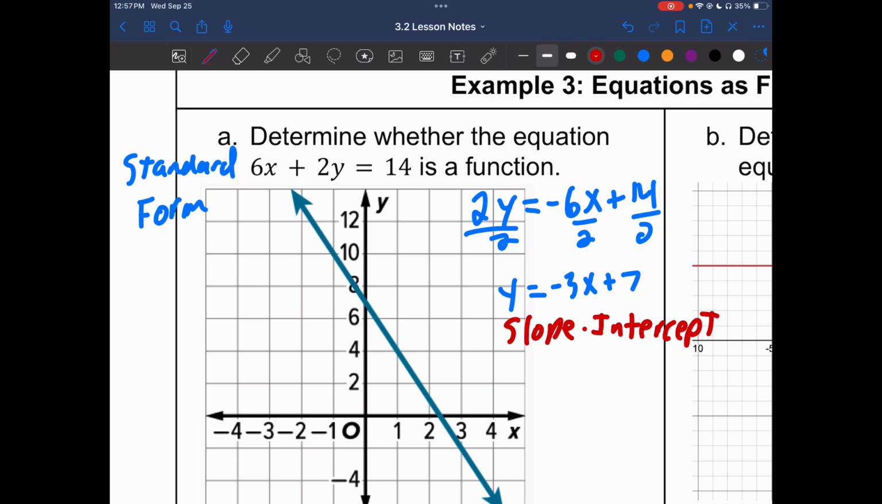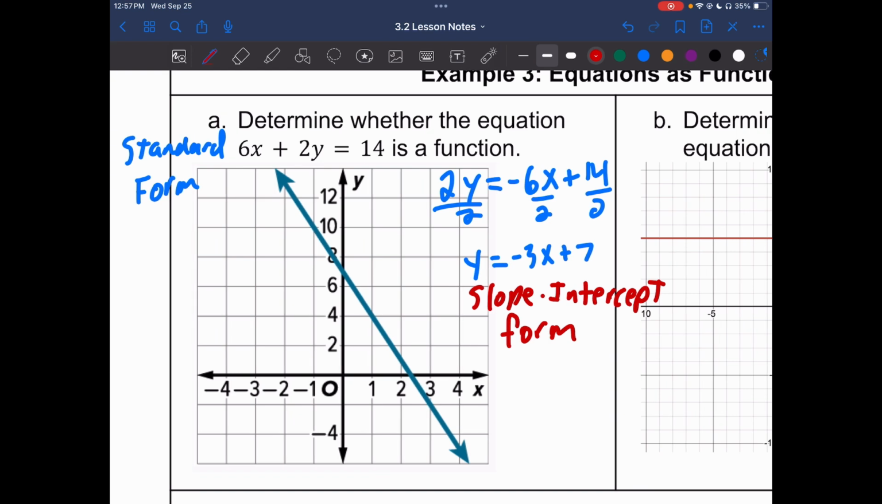Which you should have seen in 7th grade a little bit. So we have slope-intercept form, and the graph that we have here is a corresponding graph for this. And again, if we look at it, we have a vertical line, so this is a function. So if it can be written in y equals mx plus b form, it is a function.